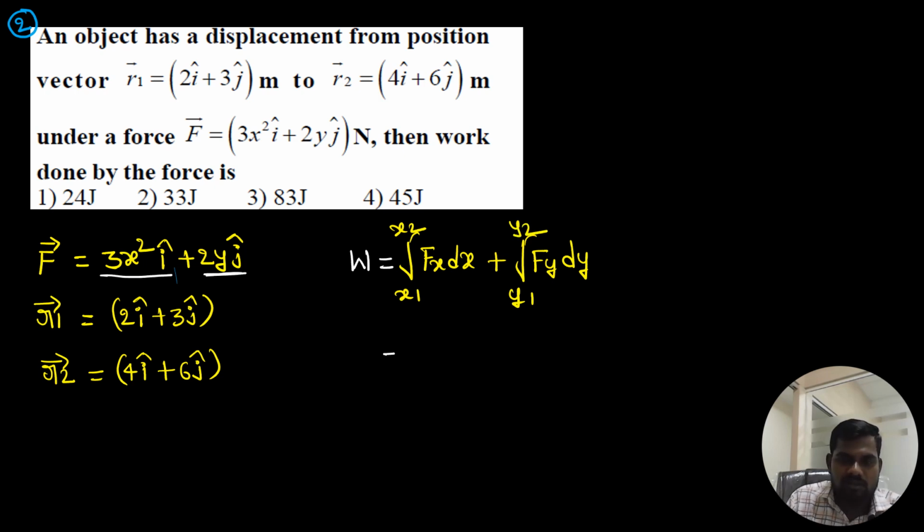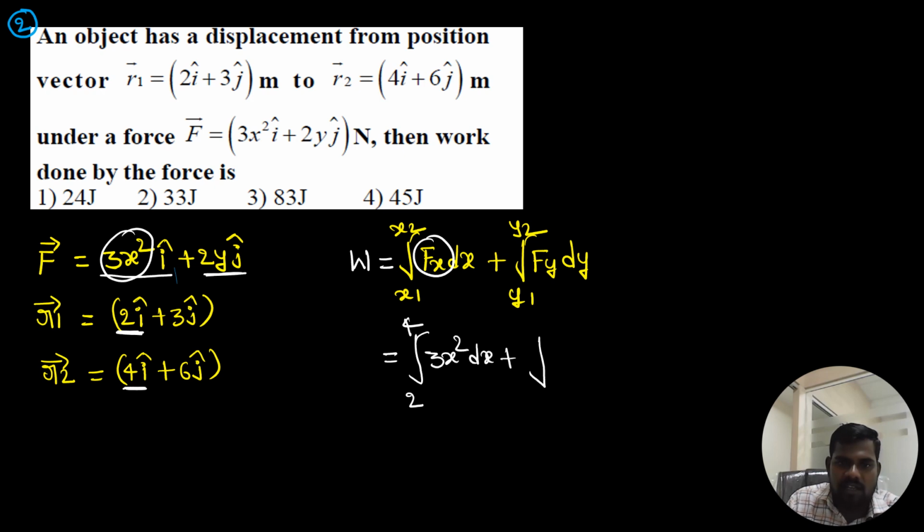Take that, that is equal to integration of, x1 in this case, 2 is given. x2 is nothing but 4 is given. That's why 2 to 4. F of x value is here 3x square, 3x square dx, plus integration of y value, which is 3 comma 6. Then 3 and 6. So f of y value is here 2y, 2y into dy. That is equal to, 3 is the constant.